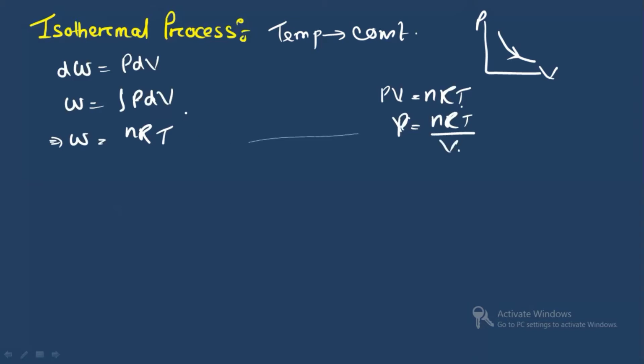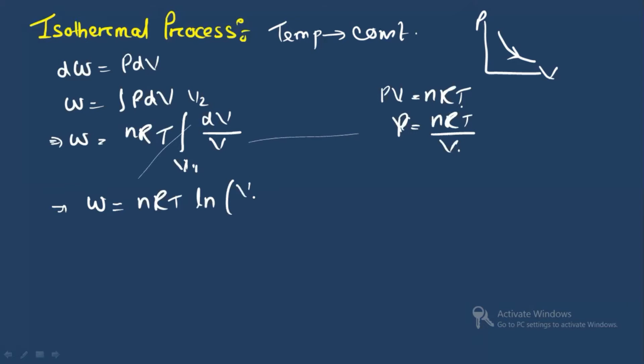If you substitute the pressure here, the integral becomes nRT times the integration of dV/V, and the limits will obviously be V1 to V2. Now the integration of 1/V is ln V. So ln V means ln V2 minus ln V1, which you can write as ln(V2/V1). So this is the work done in the isothermal case. Clear?